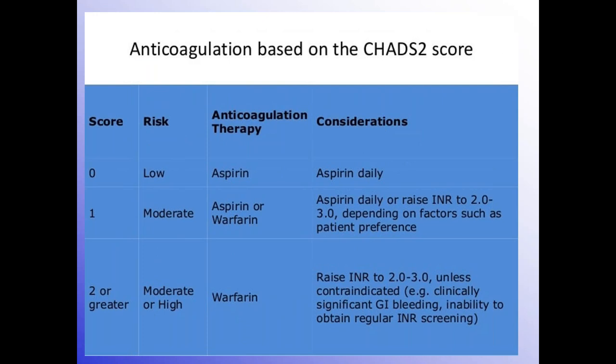If your score is 0, you can start with an aspirin. If the score is 1, you can start with an aspirin or warfarin. And if the score is more than 2, you can start mostly with warfarin. Here it is pertinent to mention novel oral anticoagulants, in the form of apixaban, rivaroxaban, and oral direct thrombin inhibitors, which can also be used now. And there have been head-to-head trials showing that they're as effective as the oral anticoagulants.